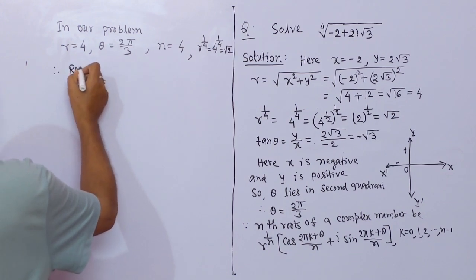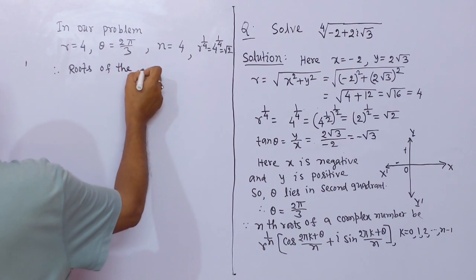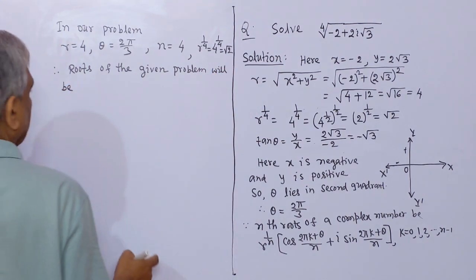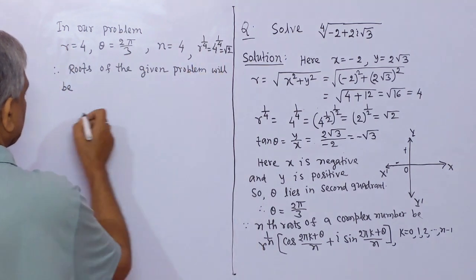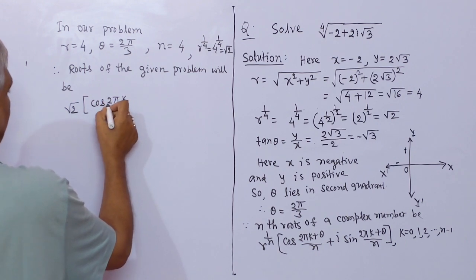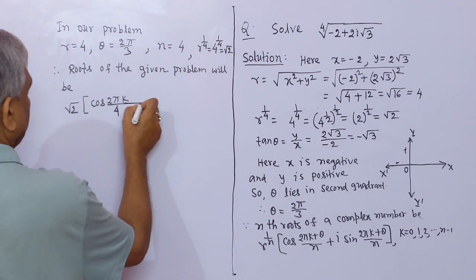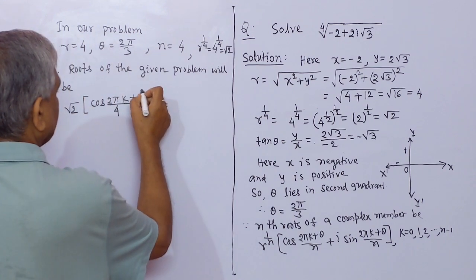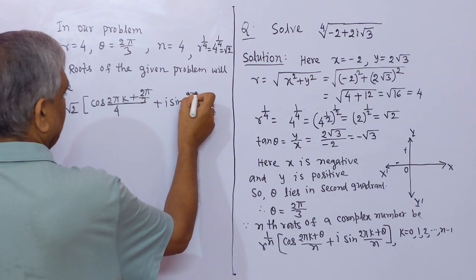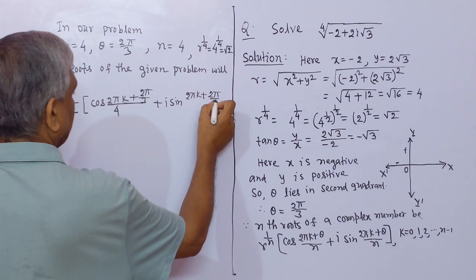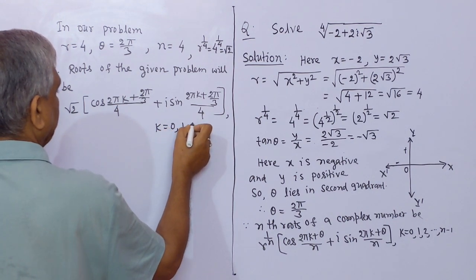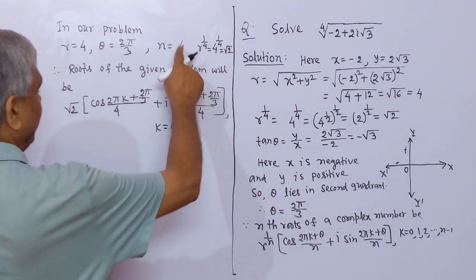Therefore, the roots of the given problem will be r to the power 1 by 4, which is square root 2, cos of (2 pi k plus theta) by n, n is 4, theta is 2 pi by 3, plus i sin of (2 pi k plus 2 pi by 3) by 4, k equal to 0, 1, 2, up to n minus 1. Here 4 minus 1 means 3.